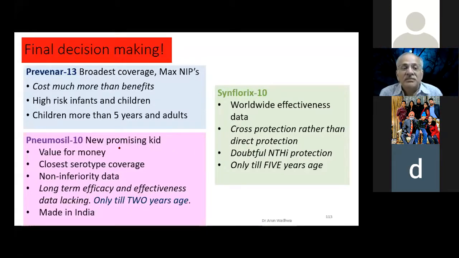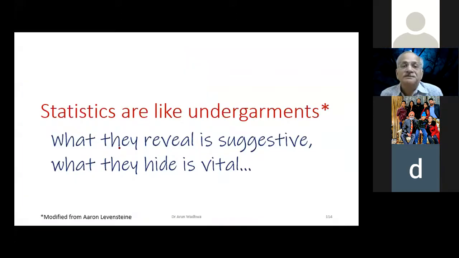And of course, it's a made in India Atmanirbhar vaccine. And third, we would place the old Synflorix. The good advantage is that it has worldwide effectiveness data. It has been in use for a long time. But the minus point is that it depends more on cross protection, which we saw wasn't really good. It does not have direct protection. The NTHI is also very doubtful, almost a non-runner, and it cannot be used in children above 5 years of age. That's also a small minus point, that it cannot be used in adults.